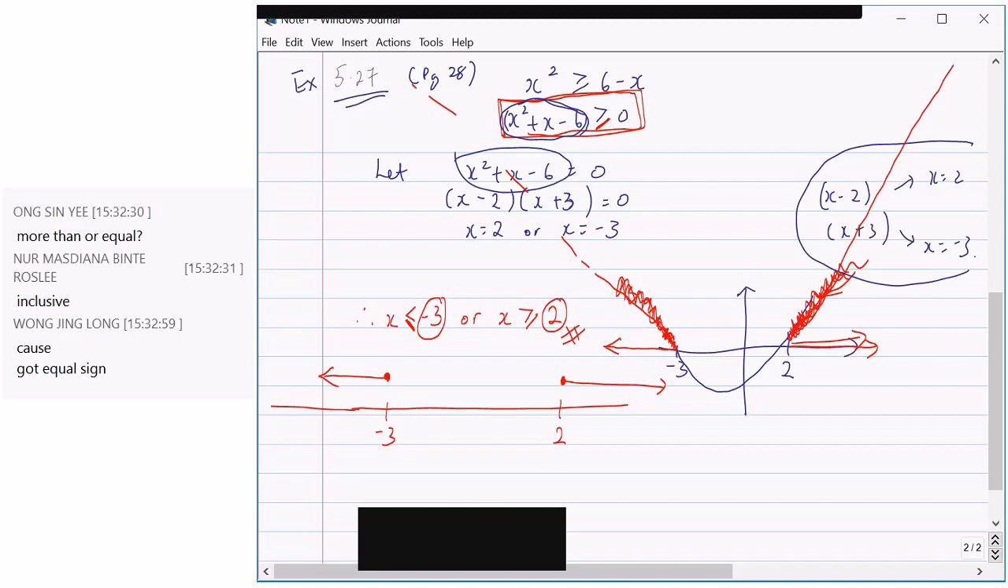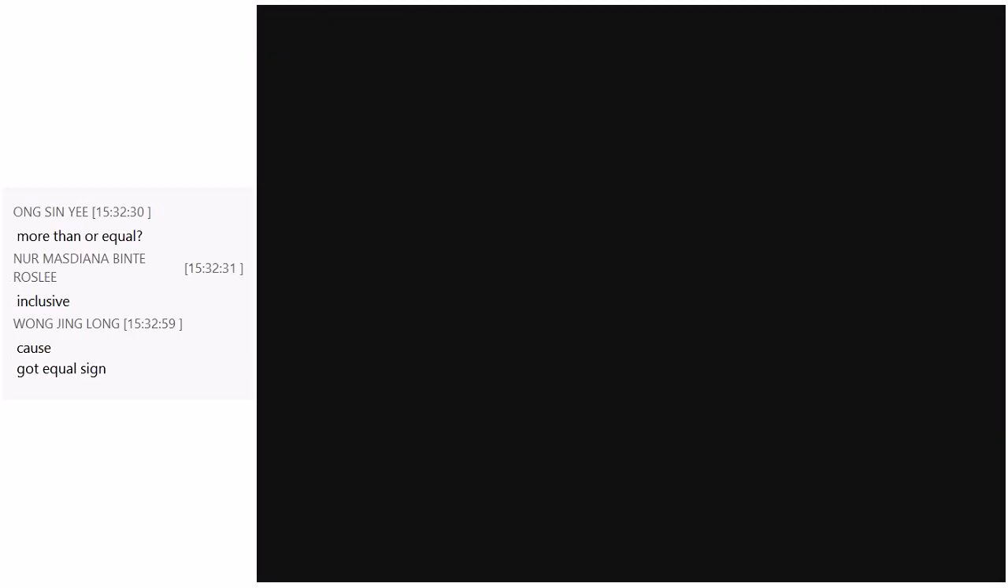Yeah, correct, Jinglong. Okay, those who already know how to solve quadratic inequality, the tutorial questions are these. I'm going to type out on the message box, okay? You give me a sec. You have to do question 14b, 16, 17b, 18, 22b, 23.